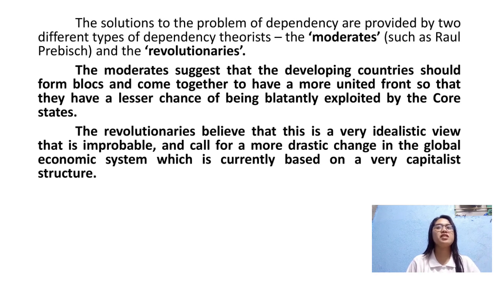Another suggestion is that the more privileged citizens of the state should invest and divert their funds into development of the nation. The revolutionaries believe that this is a very idealistic view that is improbable and call for a more drastic change in the global economic system, which is currently based on a very capitalist structure. The dependency theory has been critiqued by many as well, because it assumes that capitalism is the reason for the underdevelopment of the nations.